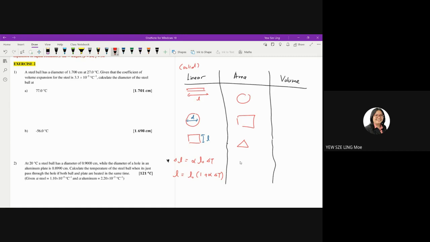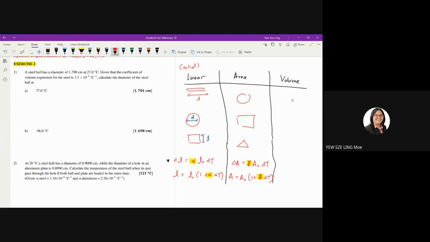So when it comes to surface area, basically you have the same equations. The only difference is the symbol that you use. If you want to calculate the change in area, then delta A equals beta times A initial times delta T. Or if you want to calculate the final surface area, A final equals A initial, bracket, 1 plus beta, again, delta T. So you have a different constant right here. These are the coefficients of expansion. The coefficient of linear expansion is alpha. The coefficient of area expansion is beta.